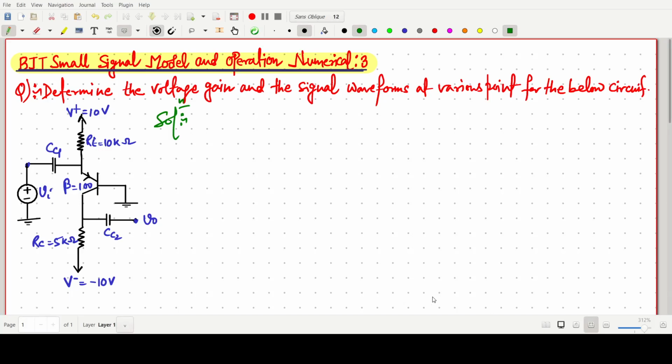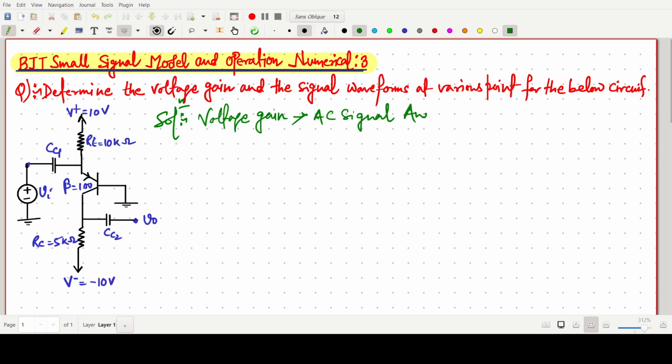Welcome everyone. In this video lecture, we will solve a problem based on the BJT small signal model from the Microelectronic Circuits book. The question is, determine the voltage gain and signal waveform at various points for the below circuit. So first of all, we have to keep in mind AC signal analysis.